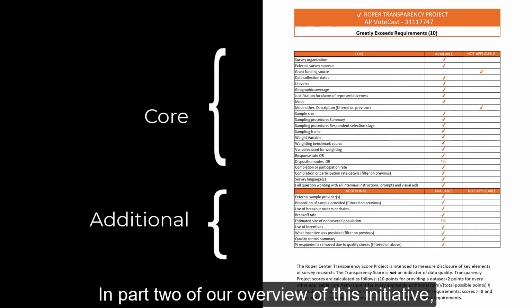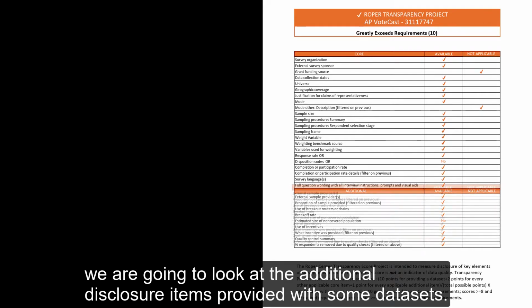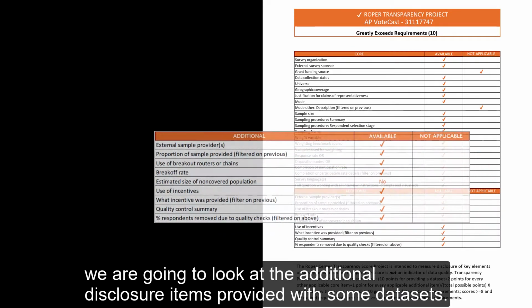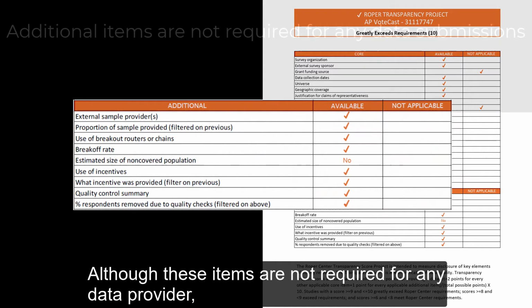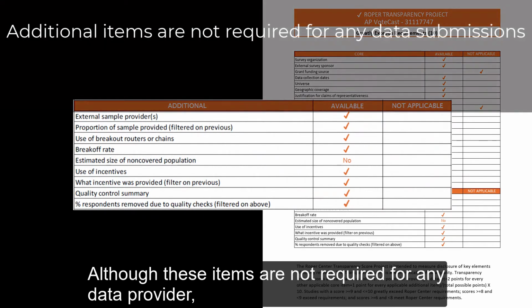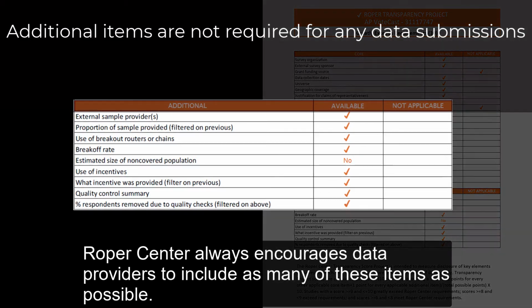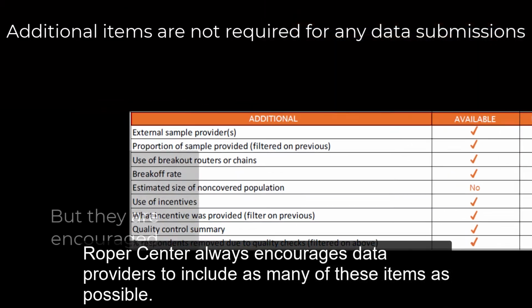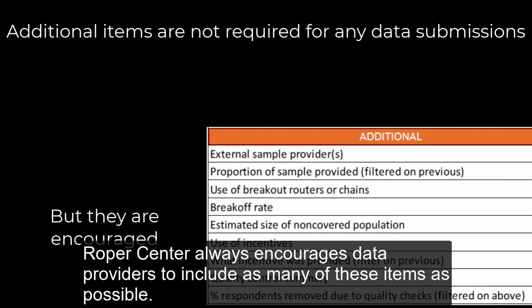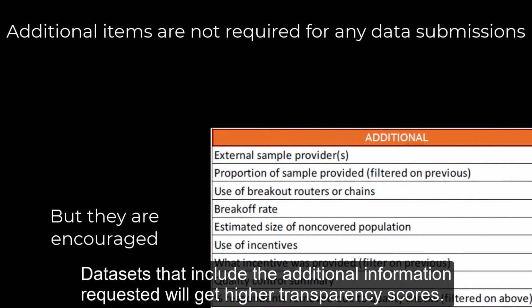In part 2 of our overview of this initiative, we are going to look at the additional disclosure items provided with some data sets. Although these items are not required for any data provider, Roper Center always encourages data providers to include as many of these items as possible. Data sets that include the additional information requested will get higher transparency scores.